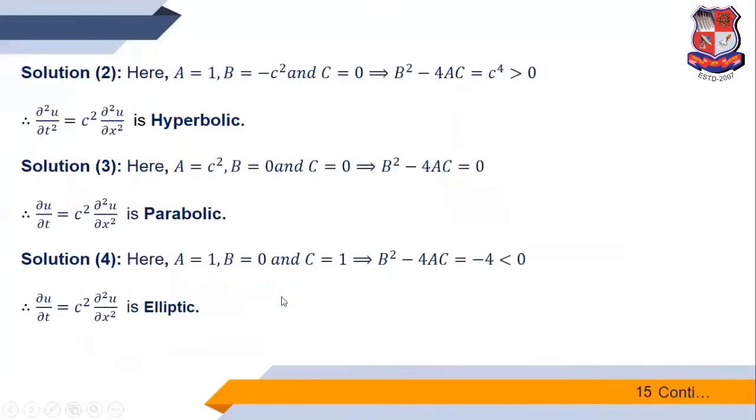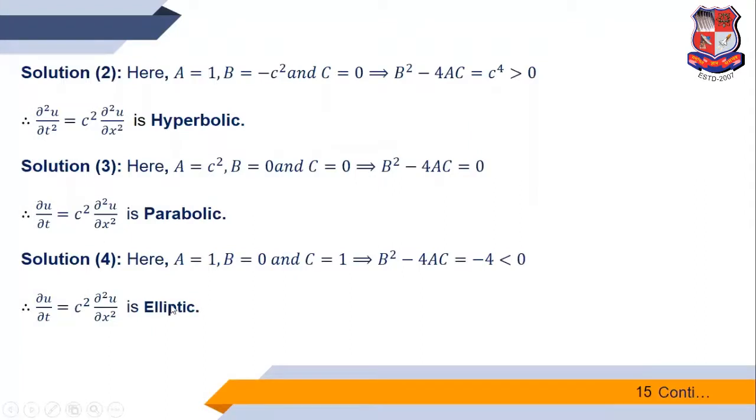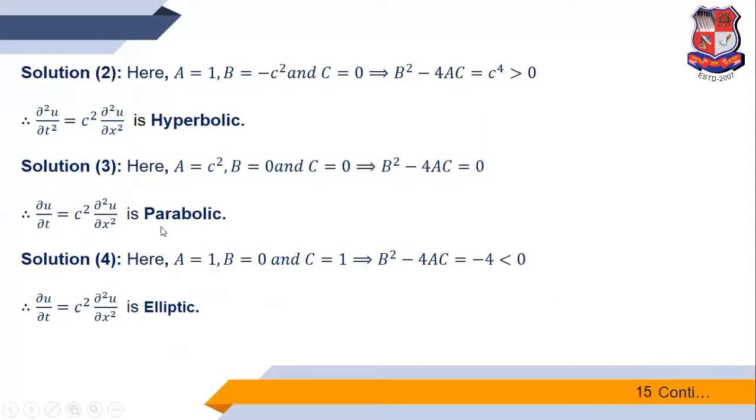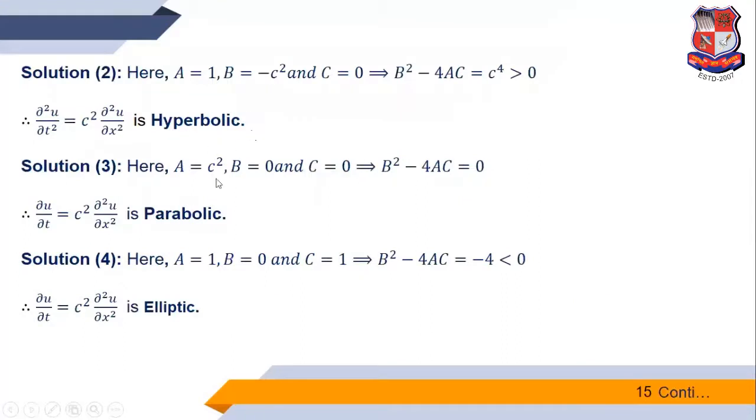Two dimension Laplace equation is elliptic. One dimension heat equation is parabolic. And one dimension wave equation is hyperbolic. Again, here is a mistake: that last one is not a one dimension heat equation, this is a two dimension Laplace equation. So two dimension Laplace equation is elliptic, one dimension heat equation is parabolic, and one dimension wave equation is hyperbolic.